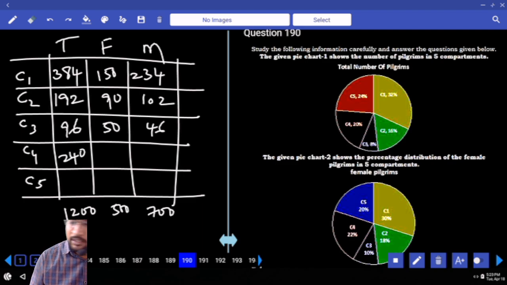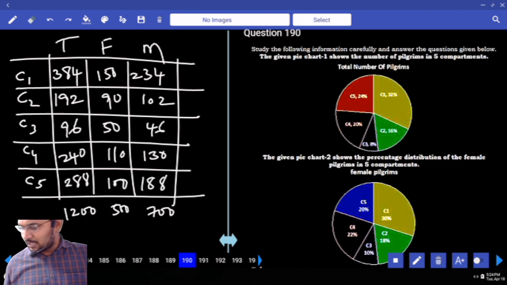Next here C4, 20%, na? 20% 240. Here 22%, na? 110, 22 5 hours. Remainder is 130. Next here 24%, na? So 24%. 25% is nothing but 300. Subtract 1% is 12. If you subtract 12 from 300, that is 288. Here how much? 20%, na? 20% is nothing but 100. Remaining is. Now once you fill this table, the questions are very easy for you.